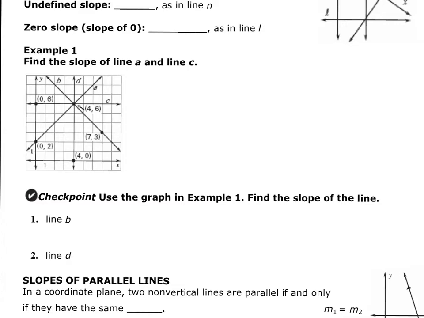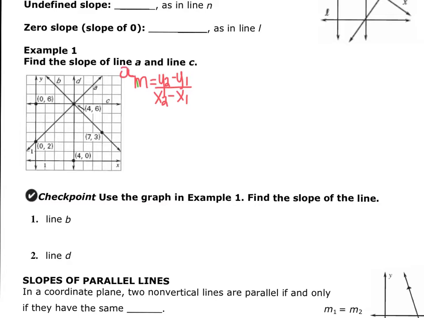So now let's look at example 1, and we're going to find the slope of line A and of line C. So to find the slope of line A, again, we're going to use the slope formula. So we always want to start off with the formula. So slope is y2 minus y1 over x2 minus x1. So let's look at line A.